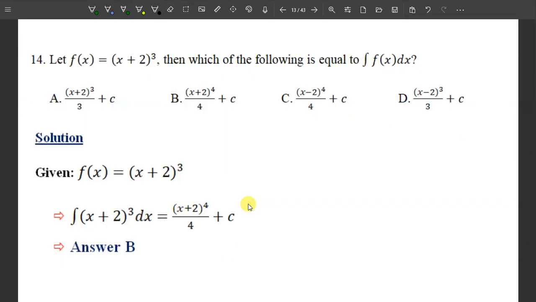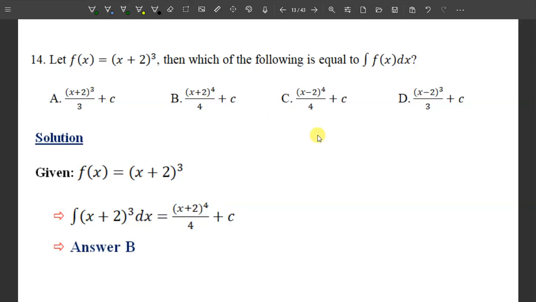Question number 14. So far we have seen the derivative. Now let us see the integration of a function. Question number 14 says, let f of x is equal to (x plus 2) cubed. Then which of the following is equal to the integral of f of x dx? That is what the question says.